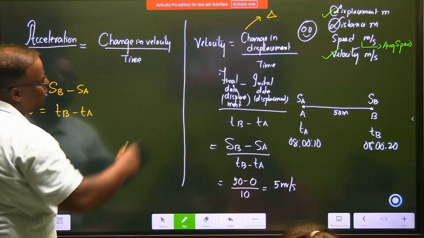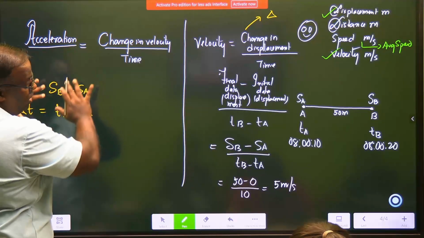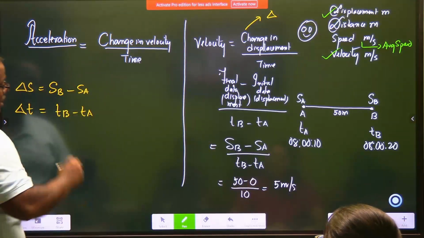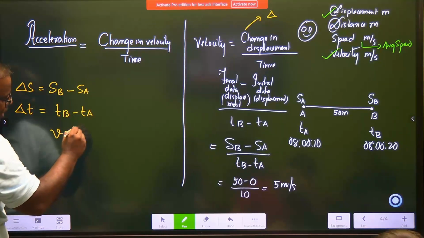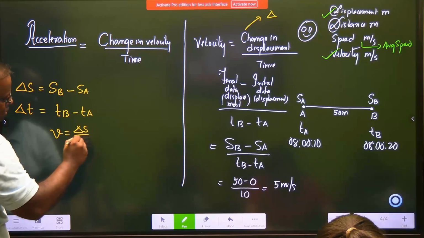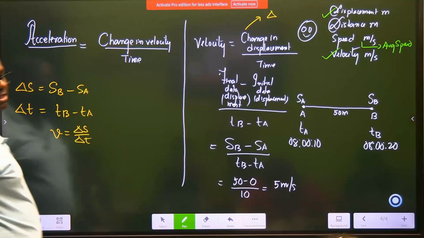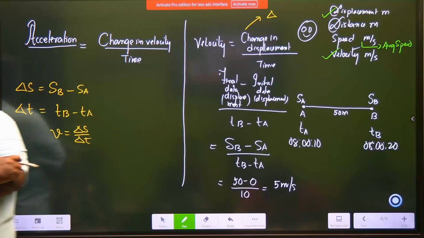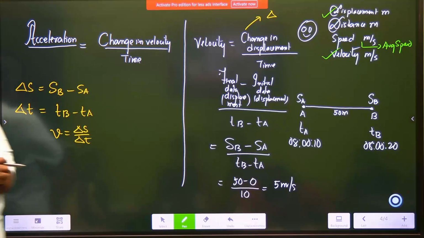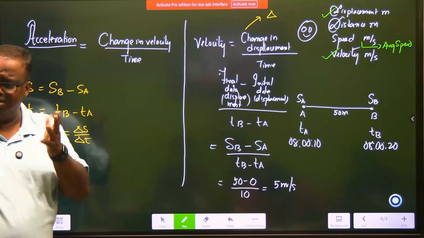So if somebody wants to, okay, these are nothing to do with acceleration. We are talking all in terms of velocity. So velocity V will be written as delta S over delta T. Delta means any change.